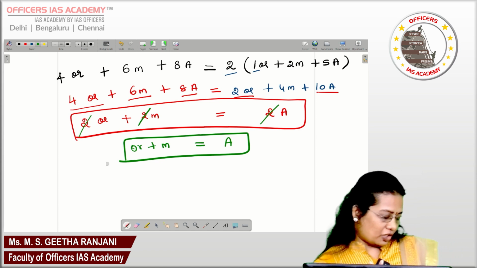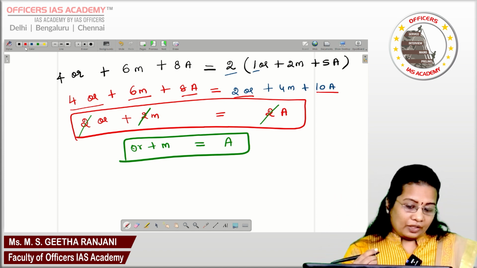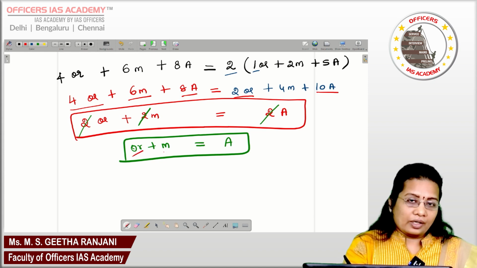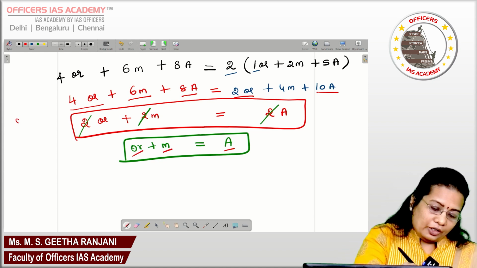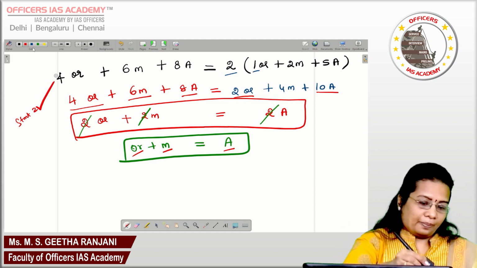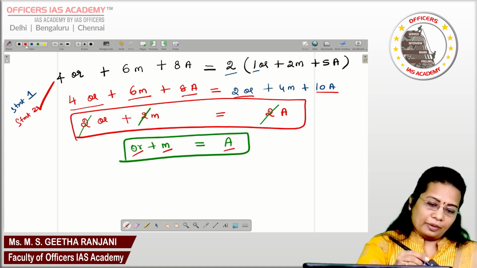Statement 1, one expression is given. Statement 2 is directly given. What is given? Cost of apple is equal to cost of 1 orange and 1 mango. So, statement 2 is 100% true. So, it is correct. Statement 1 we want to check, however, what is given in statement number 1.